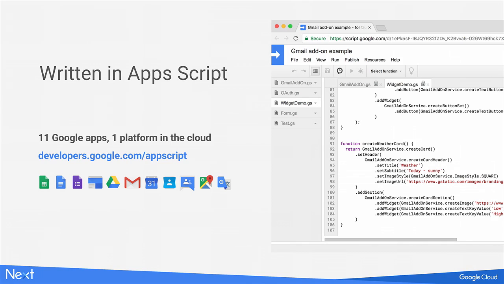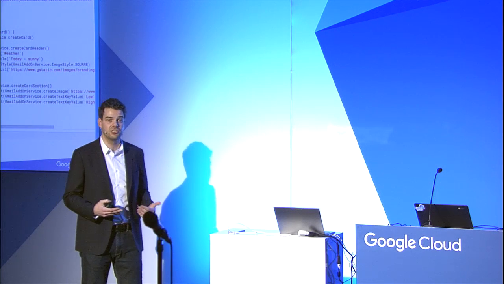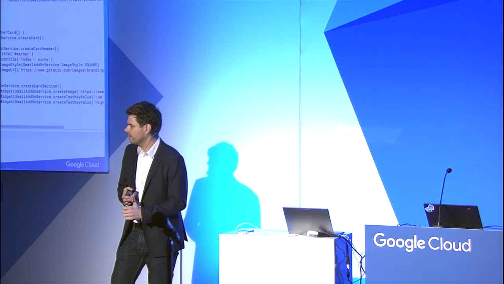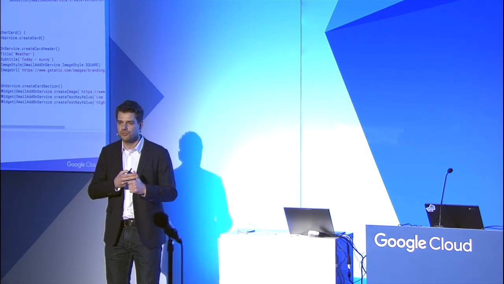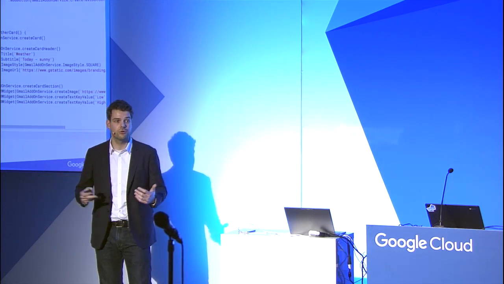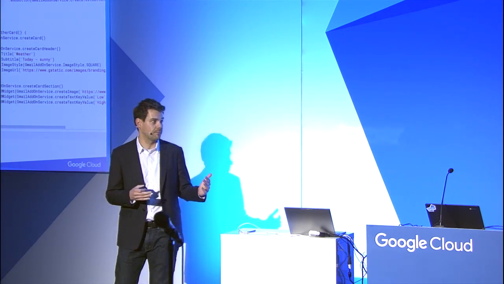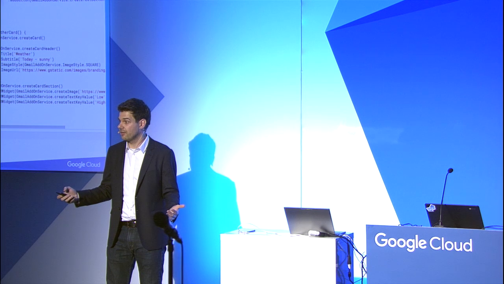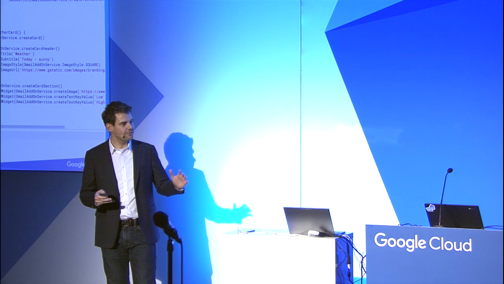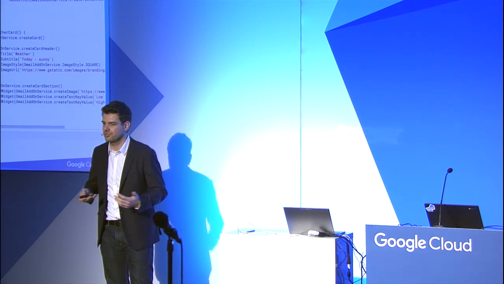First of all, Gmail add-ons are written in AppScript. If you're not familiar with AppScript, AppScript is a JavaScript runtime in the cloud, specifically built for integrating and enhancing G Suite applications. So it has tons of APIs to integrate with other G Suite apps. It's very easy to build a quick integration with Google Drive, Google Calendar, and Google Docs, for example. And it's also super easy to hook up your own APIs into AppScript. You could already build Google Docs add-ons with AppScript, but now you can also build Gmail add-ons.